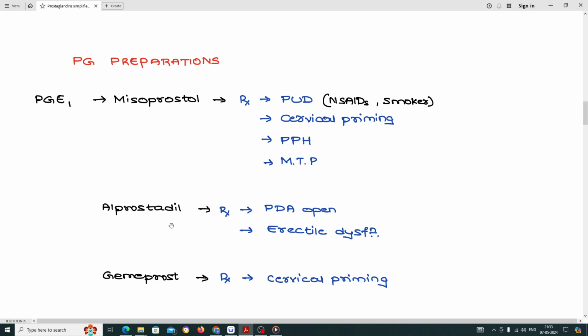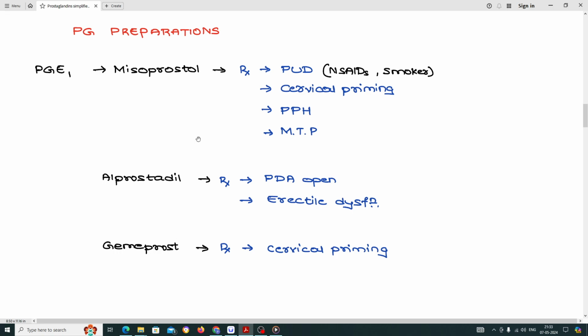Whereas alprostadil, again a PGE1 analog, they are used to maintain the patency of the ductus arteriosus. They'll keep open the ductus arteriosus till the surgery, and also it is used in the erectile dysfunction. So prostaglandin, that is the alprostadil, since it has got vasodilatory effect, so they can be used in case of erectile dysfunction. So gemiprost is a prostaglandin E1 analog. They are used for cervical priming.